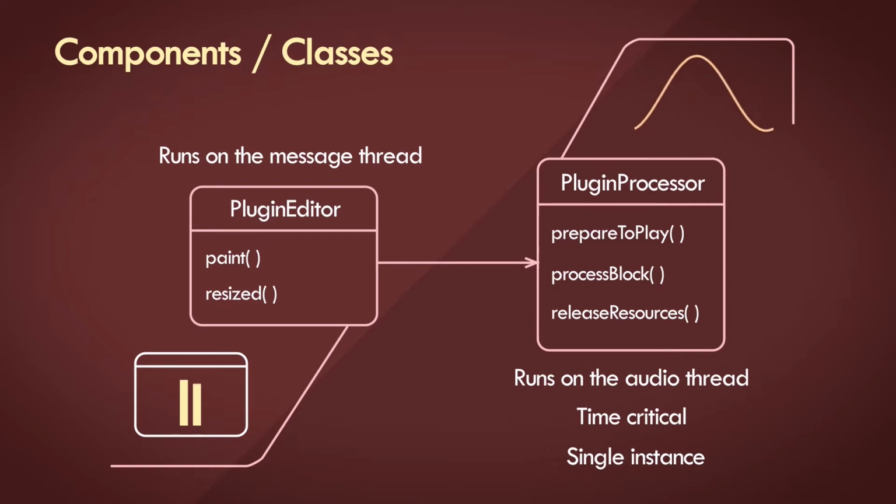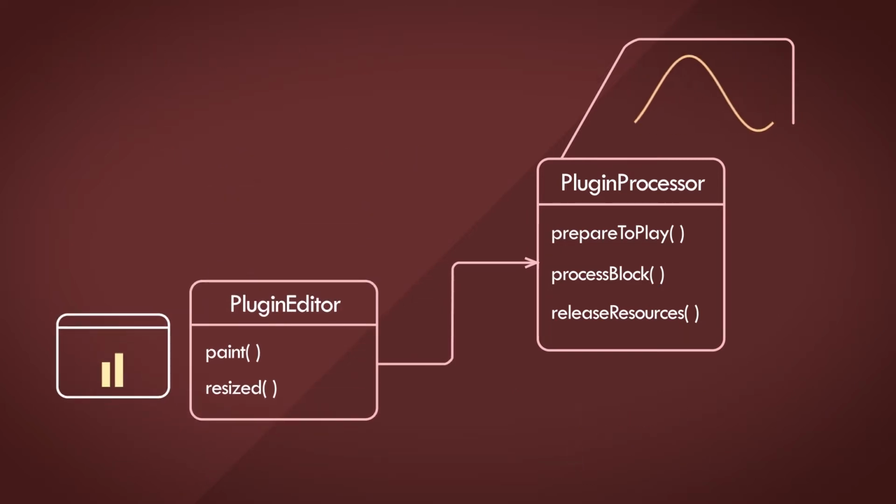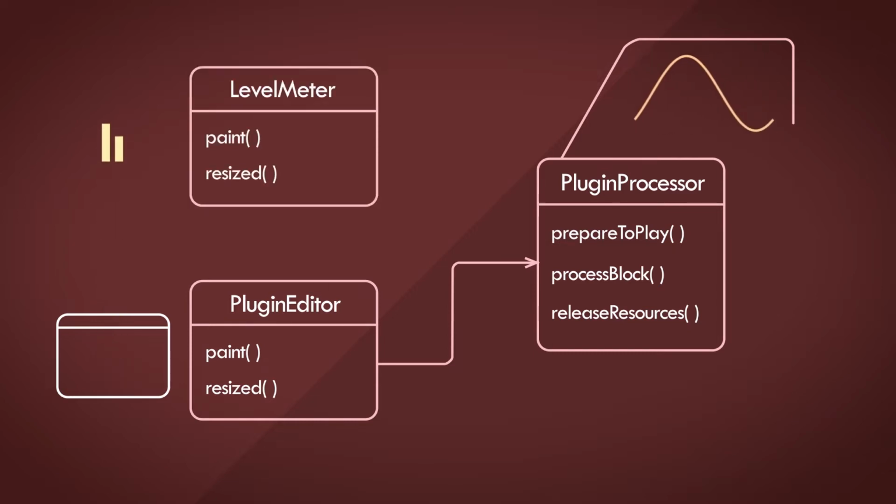Right. So if you want to render a graphical meter within the audio application, then you need to do it within the plugin editor. But to keep responsibilities small and compact, we can pull out the graphical meters into a new class. Let's call it level meter. The plugin editor is composed of the level meter.